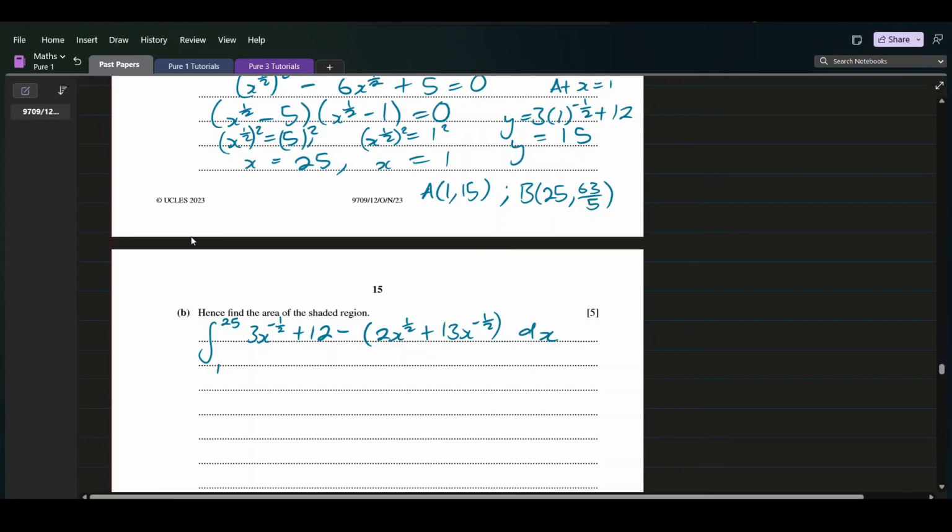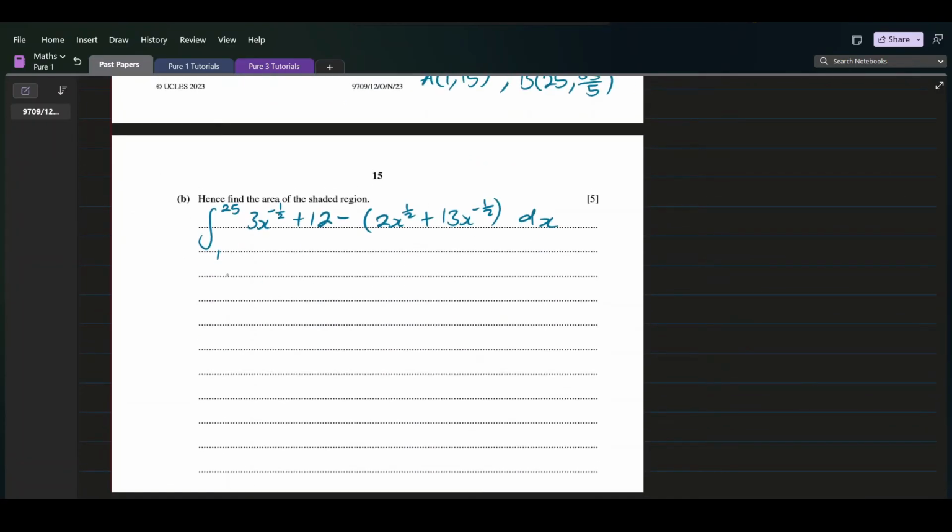Let's just expand our bracket first. So this would be the integral from 1 to 25 of 3x to the negative half plus 12 minus 2x to the half, and that would be minus 13x to the negative half, with respect to x. If you simplify like terms, we end up with, this is 25, so that's 3 minus 13, that was minus 10, x to the negative half, minus 2x to the half, and then we've got a plus 12 with respect to x.